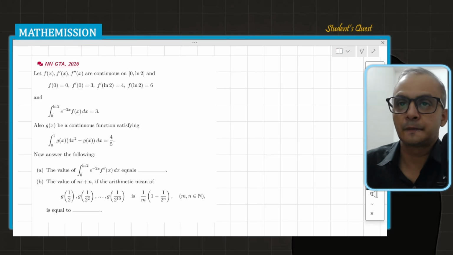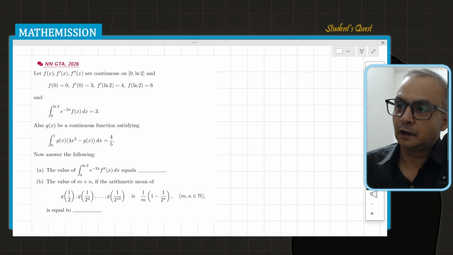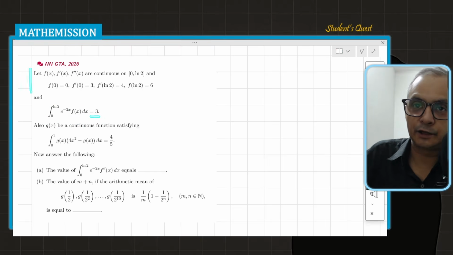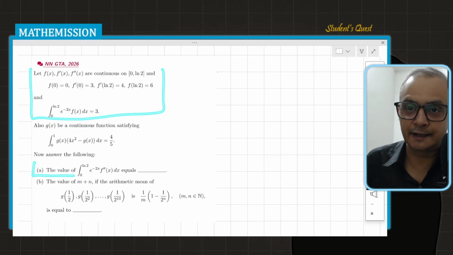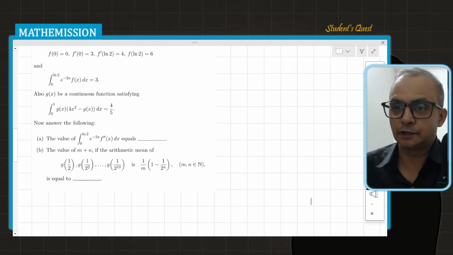For the function f(x), this information is given: f(x), f'(x), f''(x) are continuous on 0 to log 2. Also f(0) is 0, f'(0) is 3, f'(log 2) is 4, and f(log 2) is 6. Moreover, the integral from 0 to log 2 of e^(-2x) f(x) dx is equal to 3. Connected to that, they are asking for the value of the integral from 0 to log 2 of e^(-2x) f''(x) dx.